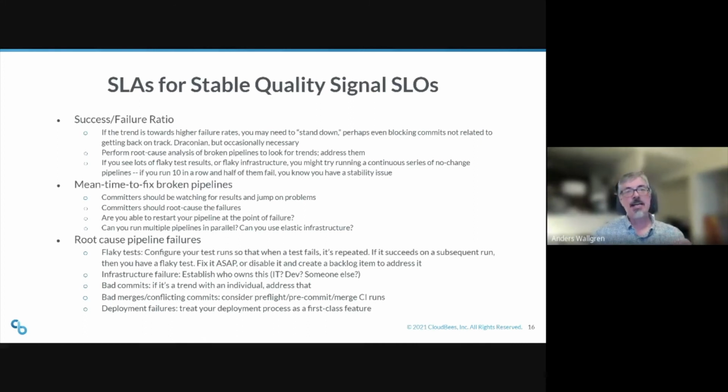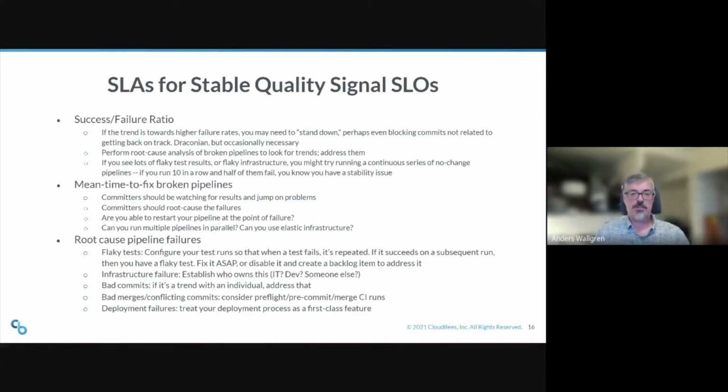And then again, on the root cause of pipeline failures, I really just want to repeat this. If you have flaky tests, if you have flaky infrastructure, they are the devil. You need to root these things out, right? And if you can't fix a flaky test quickly, disable it and put an item in the backlog to address it later on. But do not let flaky tests be the Russian roulette of pipeline success, because that will end in tragedy, right? Same with flaky infrastructure.